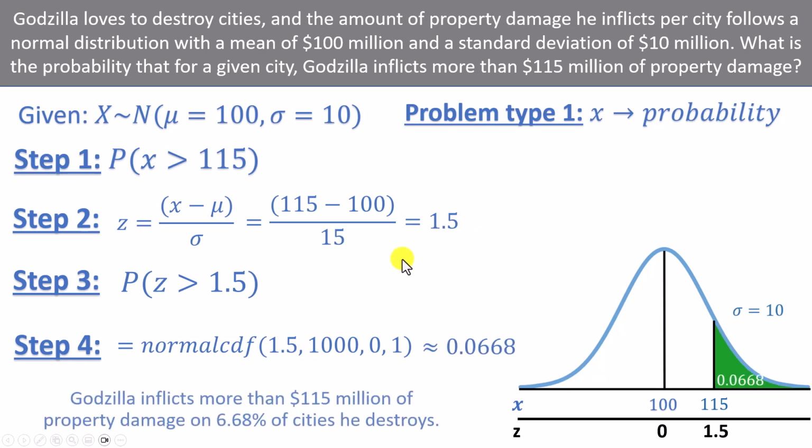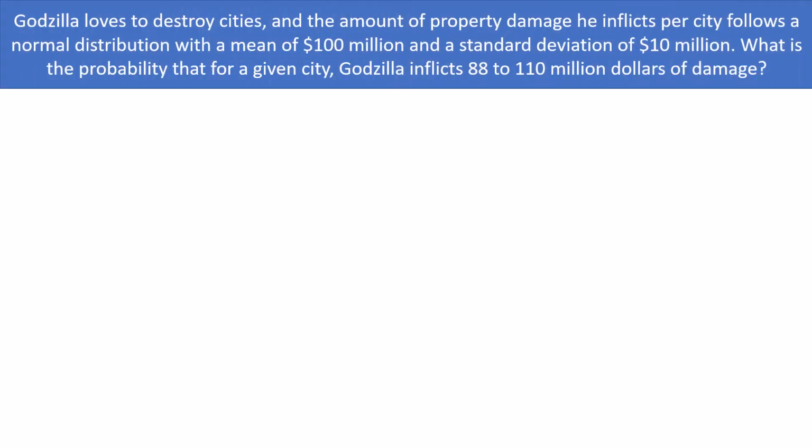So really what that tells us is that there's about a 6.68% chance that on any random city, Godzilla is going to inflict more than $115 million of property damage. And that completes this problem type number 1. All right, so let's go ahead and try another problem. We have the exact same information here, but the question at the end is a little bit different. It asks, what's the probability that for a given city, Godzilla inflicts $88 to $110 million of damage?